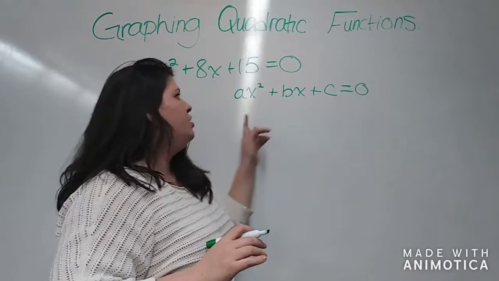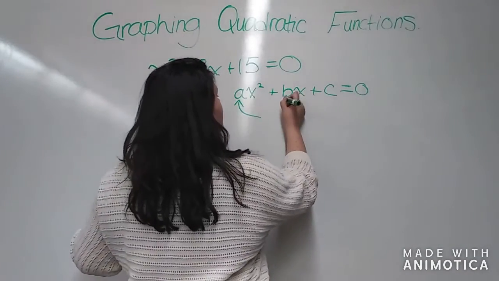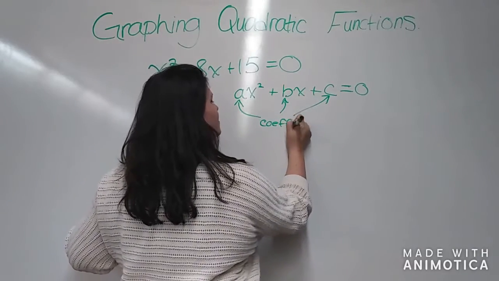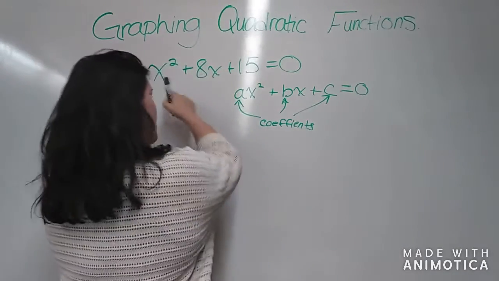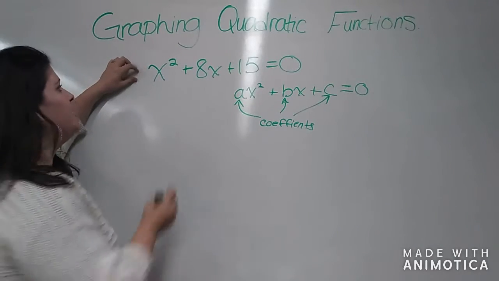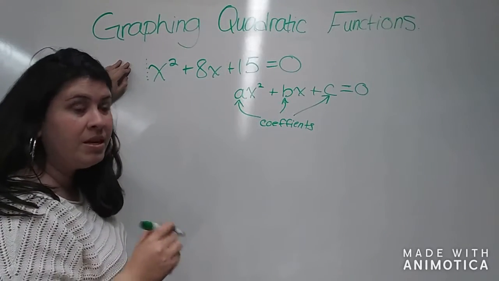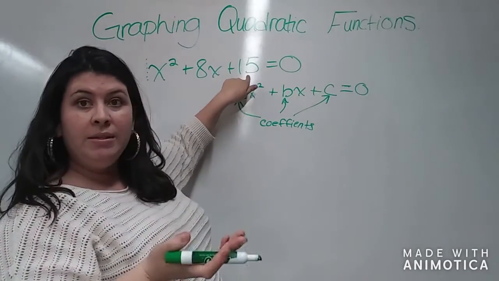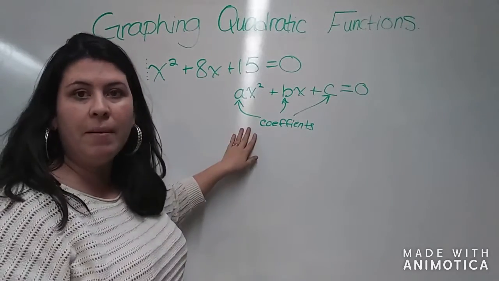A, b, and c are just placeholders for what's usually numbers. So a, b, and c are the coefficients. Remember that word? The coefficients of our quadratic function. Wait a minute, there's no number here. That's because it's our invisible number 1 that likes to hide from us all the time. So here's a, here's b, and here is c, all of these positive. I'm going to erase this now.